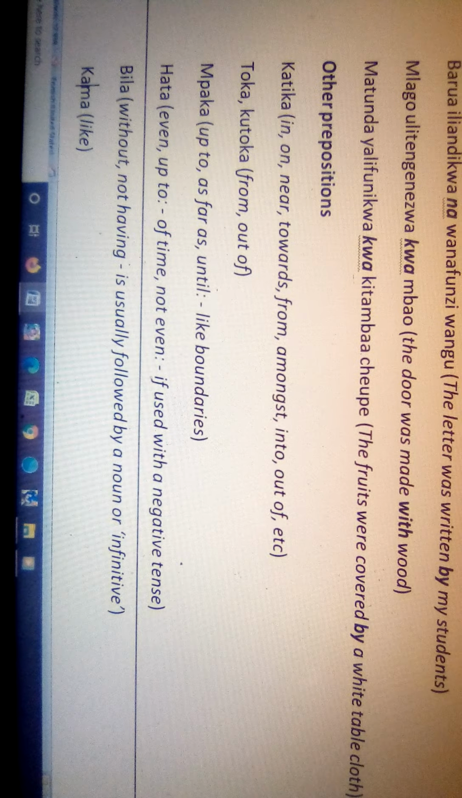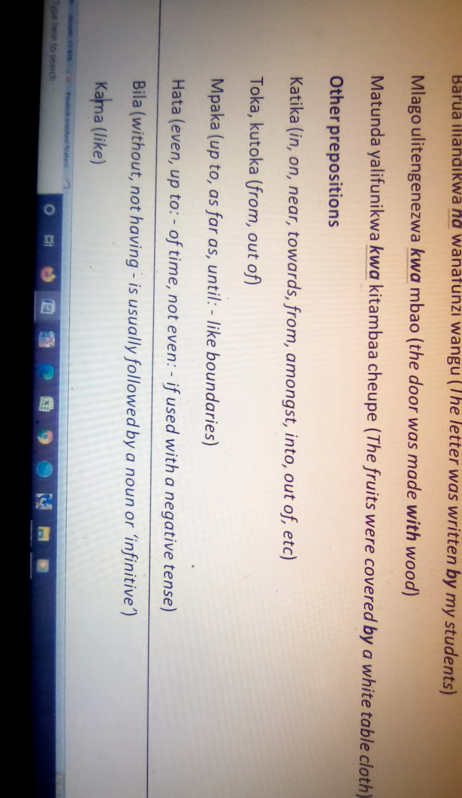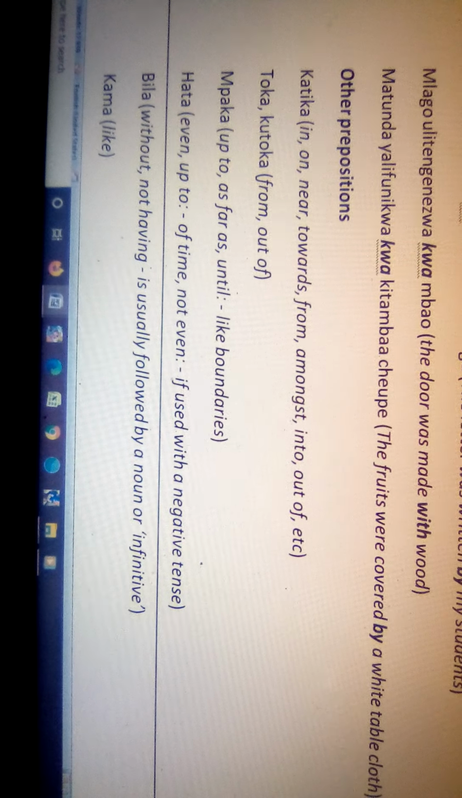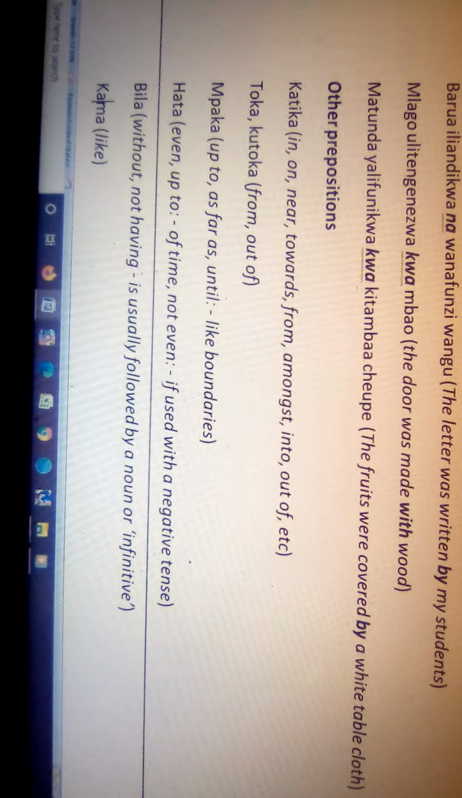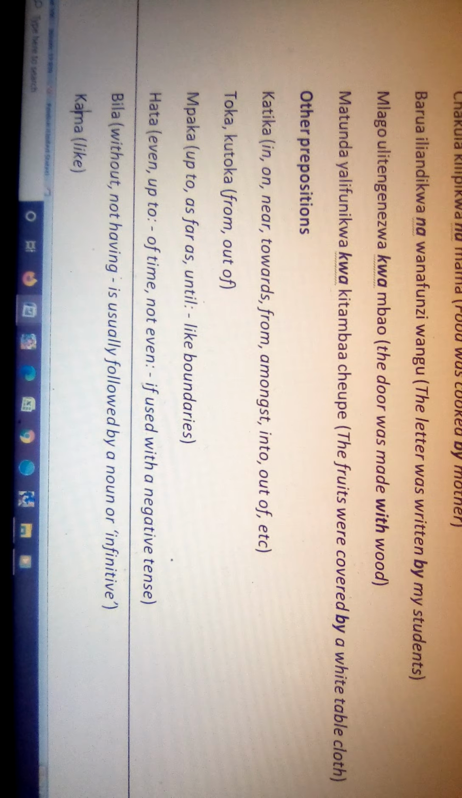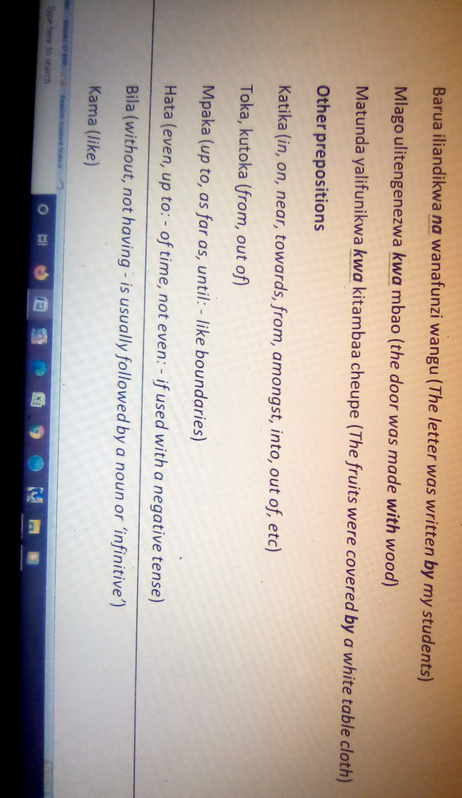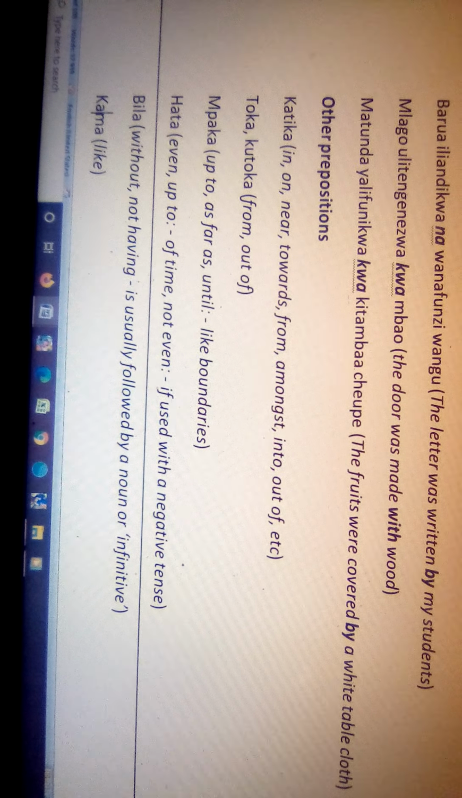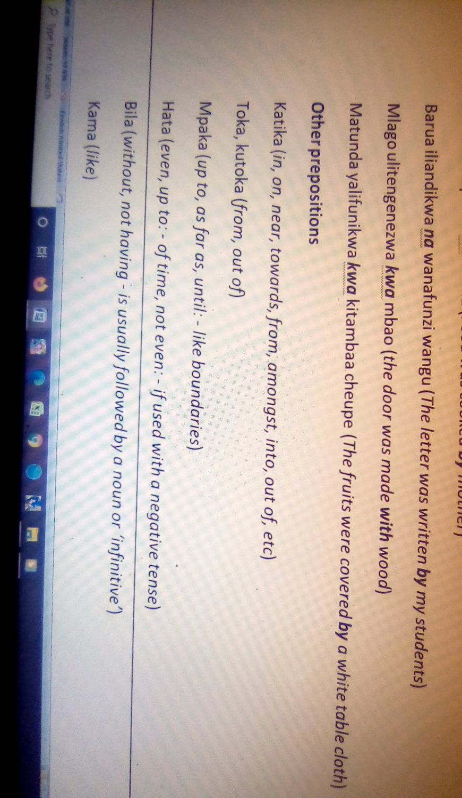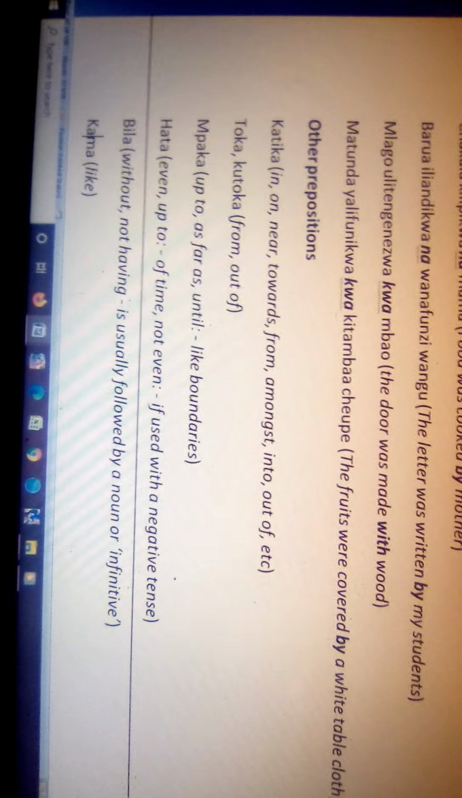Then we have toka or kutoka is from or out of. Then mpaka simply means up to. It can also mean as far as. It can mean until, like boundaries. Then hata means even, up to, of time, not even, if used with negative tense. Then we have bila. Bila means without, not having. Is usually followed by a noun or infinitive. Then we have kama. Kama is like.